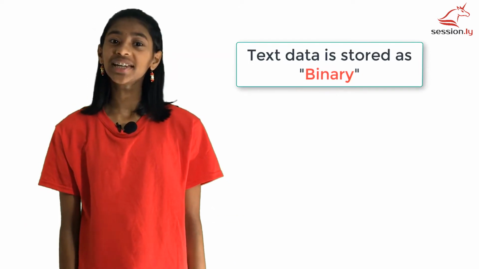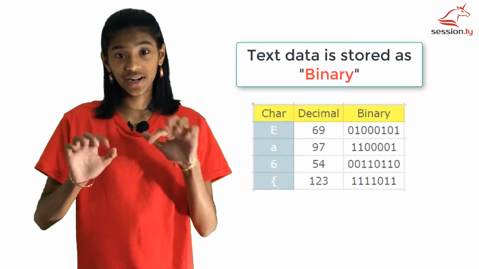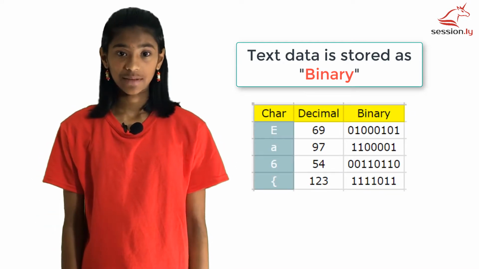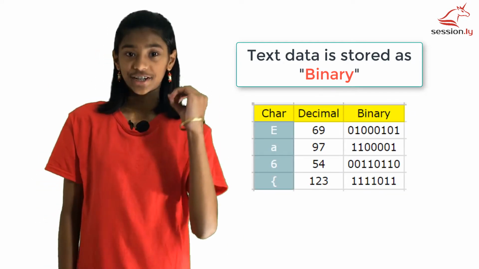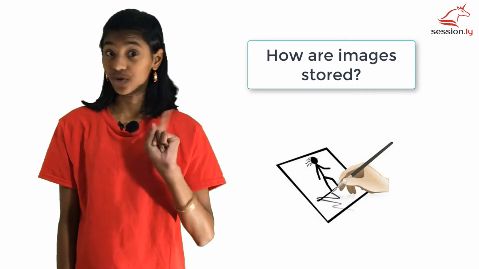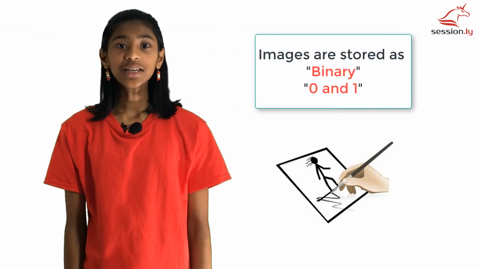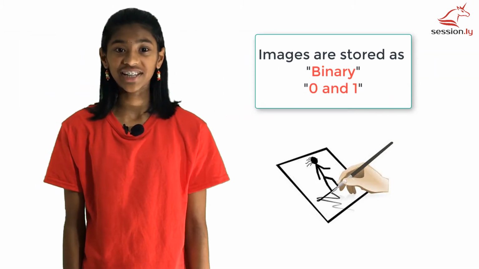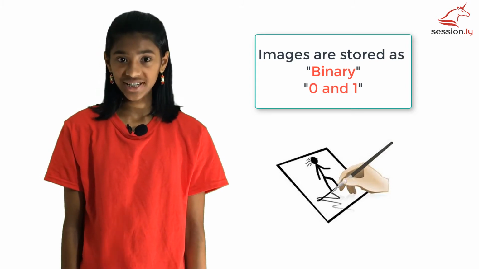Welcome back. In my last video, I explained how characters on a keyboard end up as binary data of ones and zeros inside of a computer. Let's now explore how images are stored. It is no different for images. An image needs to be broken down and converted to binary data.